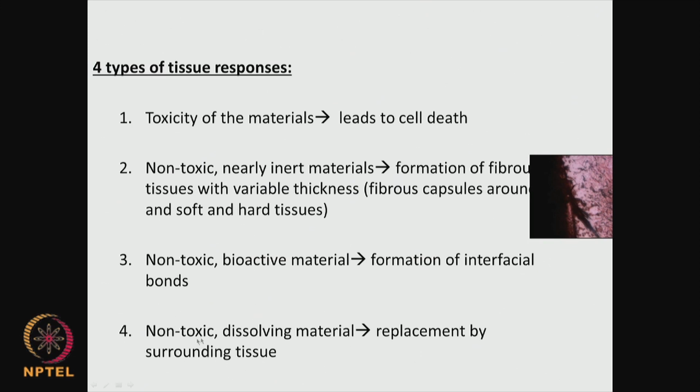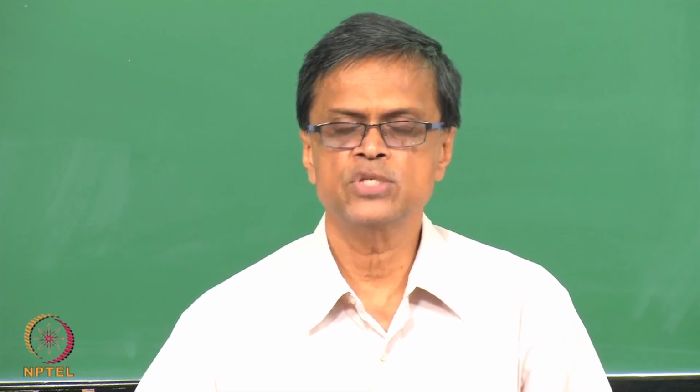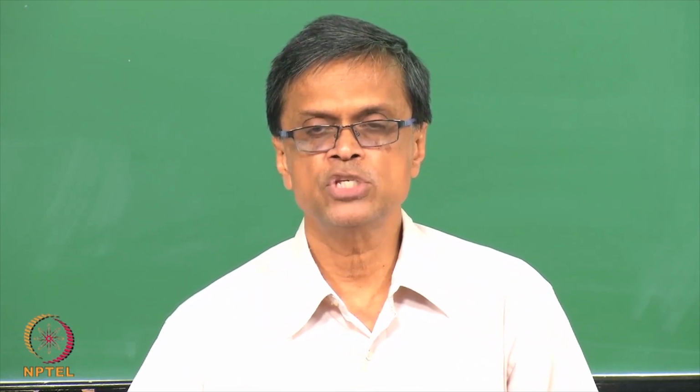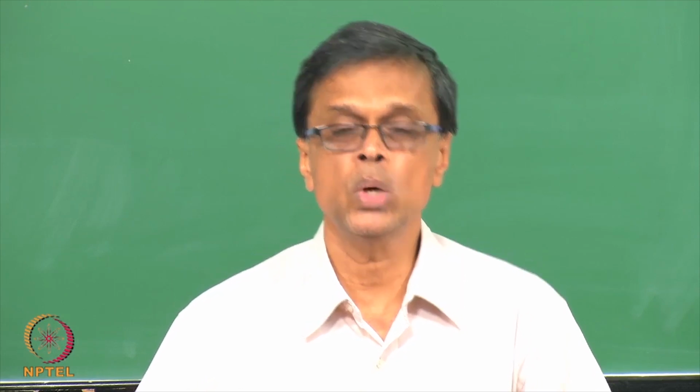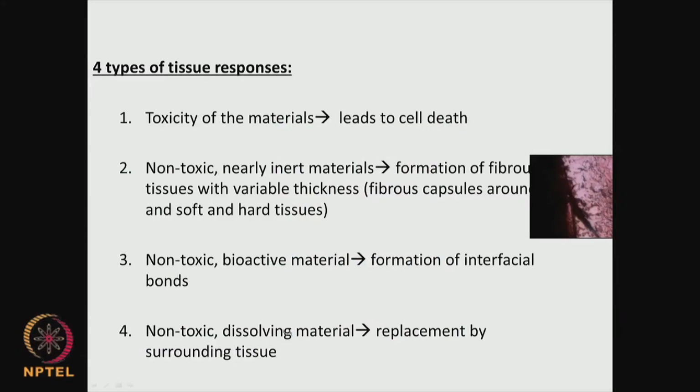But here we may say non-toxic dissolving, there could be some toxic dissolving material also. For example, polylactic acid, it is dissolving or bioresorbing, but the lactic acid that is produced is a little bit toxic. So, there could be some cells dying in the vicinity, there could be a little bit of local toxicity because of the local acidity. So, there could be some variations here, toxic dissolving material. Okay. So, we have different situations and the tissue responds in different ways.